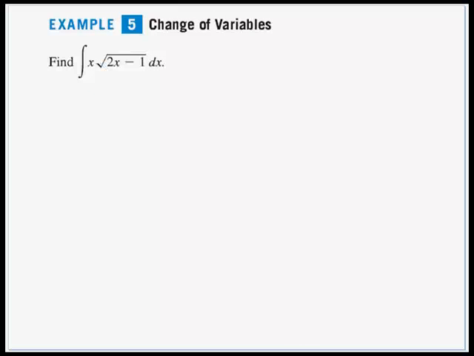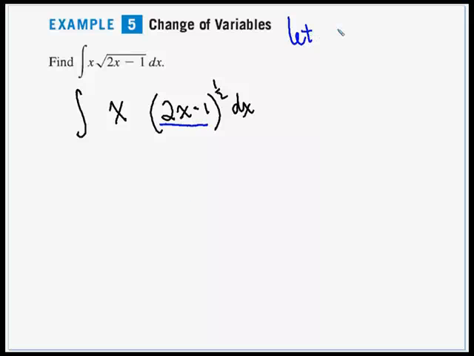Okay, in example 5, it looks a little more complicated here. We have an x outside, we have a radical. Again, I'm going to get that radical out of there and write it as a rational exponent. I'll leave a little space in here, x. And then we're going to have our 2x minus 1 to the half power dx. So I see a set of parentheses raised to a power. Good bet, this is my inner function. So we're going to let u equal 2x minus 1.